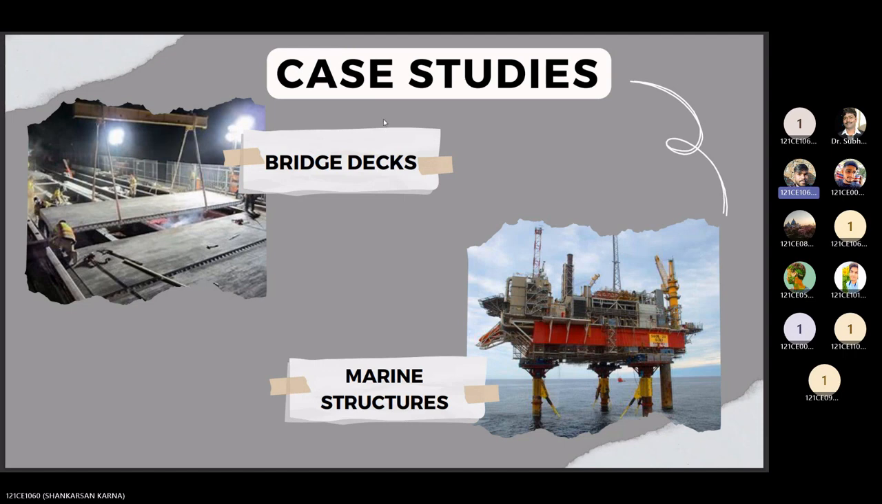The second case study is marine structure. The marine structure case study is conducted on Burj Al Arab, which is located in Dubai, which features a concrete foundation and marine structure designed to withstand the corrosive effect of sea water and high winds.